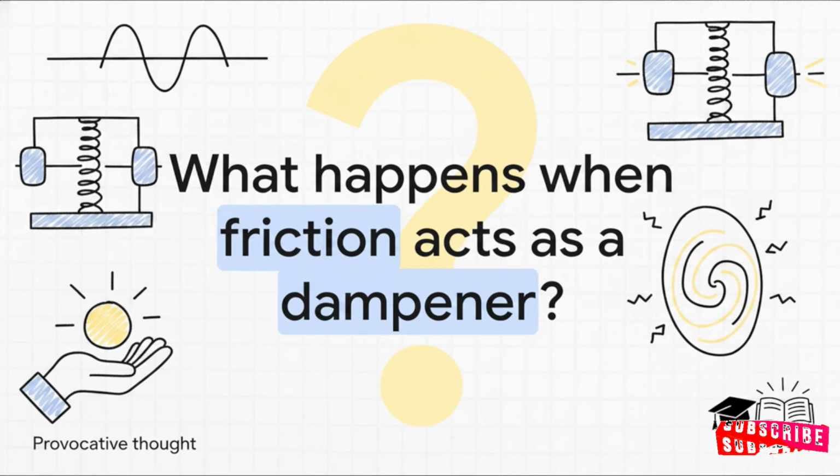Now, in a perfect, frictionless theoretical universe, this blueprint guarantees eternal, unending motion. It would literally oscillate forever. But, as we know, we live in the real world. So I want to leave you with this final provocative thought. What actually happens when friction enters the equation, acting as a dampener, slowly bleeding the energy away and turning this flawless geometry into total silence?